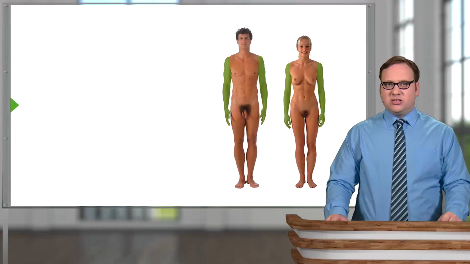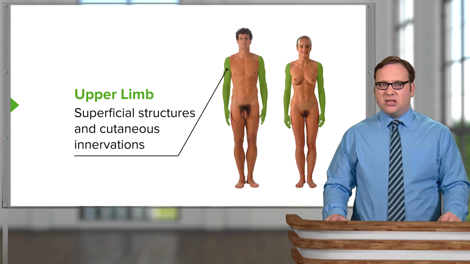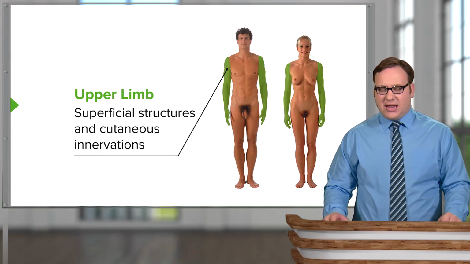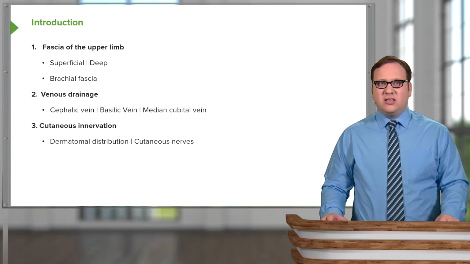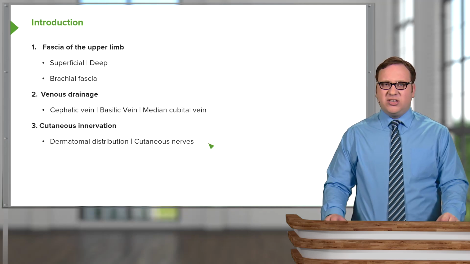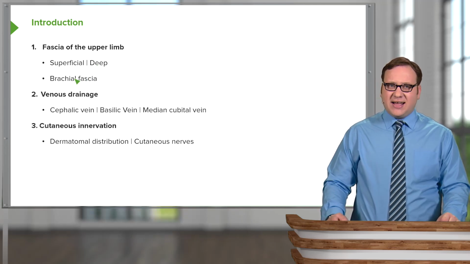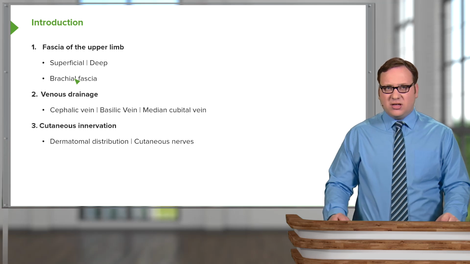In this lecture, we're going to look at the superficial structures and cutaneous innervation of the upper limb. So we're going to look at the fascia of the upper limb, this connective tissue layer. We'll look at the superficial and deep fascia. We'll then look specifically at an example. We'll look at the brachial fascia.